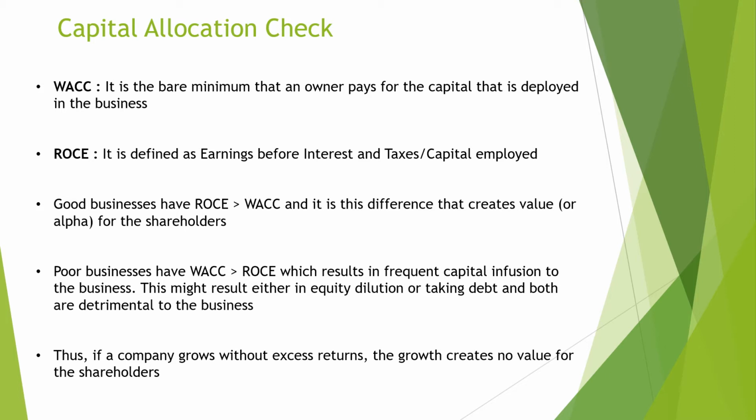And vice versa, poor businesses have WACC which is greater than ROCE. Basically, if my cost of capital is more than my returns, obviously the shareholders' value is going to get eroded over a period of time, right? And that is what it is. It says that poor businesses have weighted average cost of capital which is more than the return on capital employed, which thereby results in frequent capital infusion into the business.